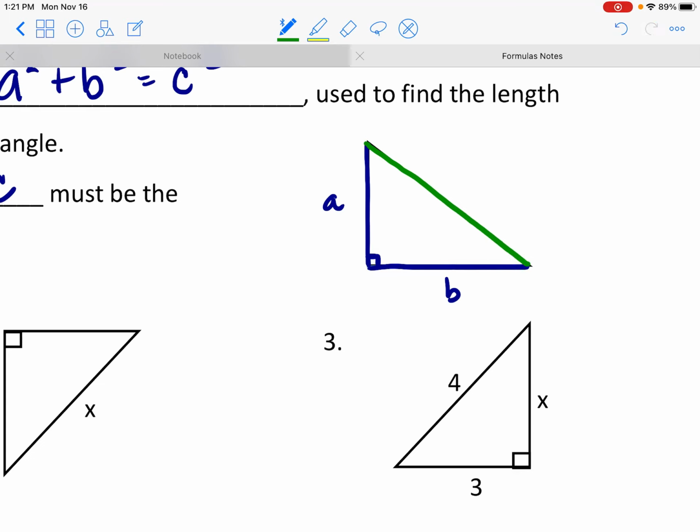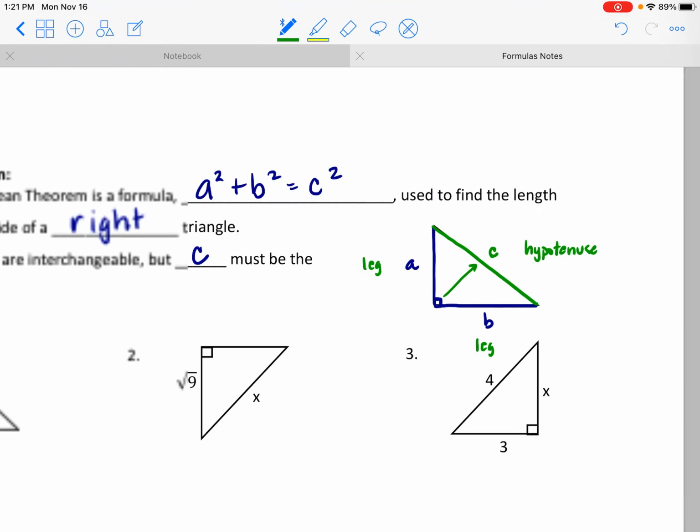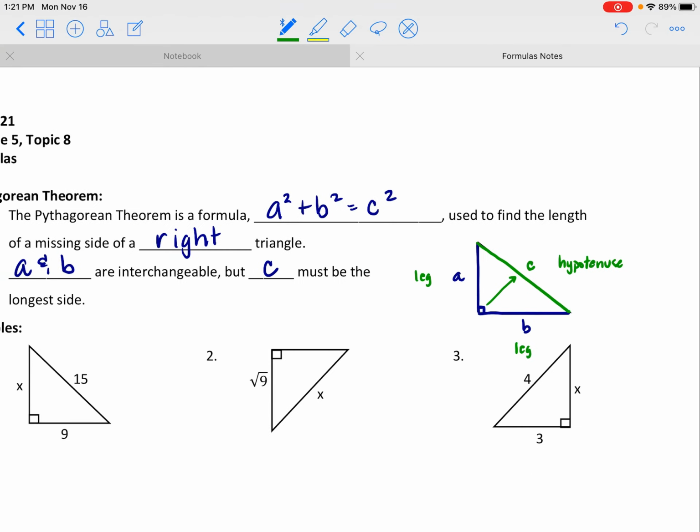So those two sides are the legs, and then this side is always going to be the longest side because it is across from the biggest angle. The 90-degree angle is the biggest one in that triangle, and that one has to be c, and that's the one we call the hypotenuse. So we call this the hypotenuse. And again, we call this a leg of the right triangle. We call this a leg of the right triangle. So a and b are the legs, they're interchangeable. c is called the hypotenuse. It's the longest side. Okay?